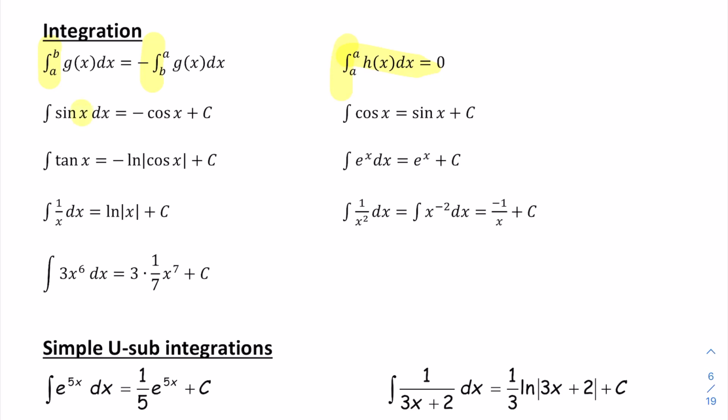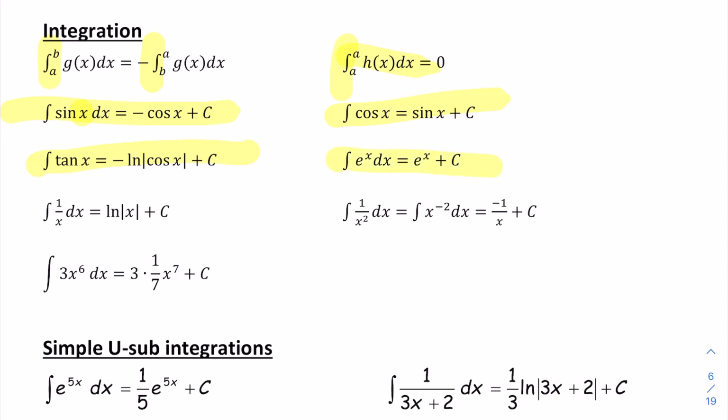You're going to have to know your derivatives of your trig functions. The integrals are going to be the opposite of your derivative values. The tangent one doesn't show up too much, but it's good to know instead of having to derive it from sine x over cosine x and using a u substitution. It might be worth your while to know that one.